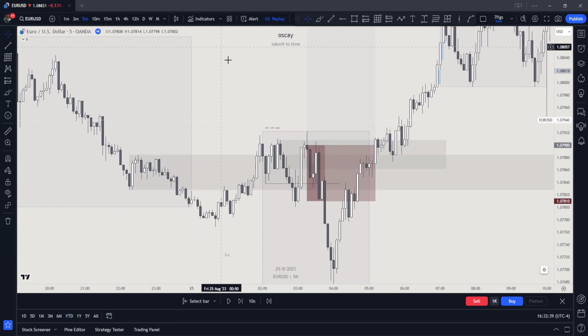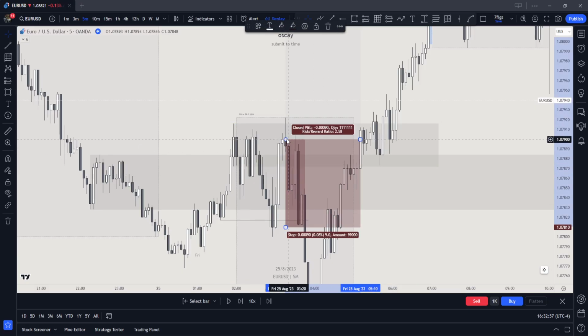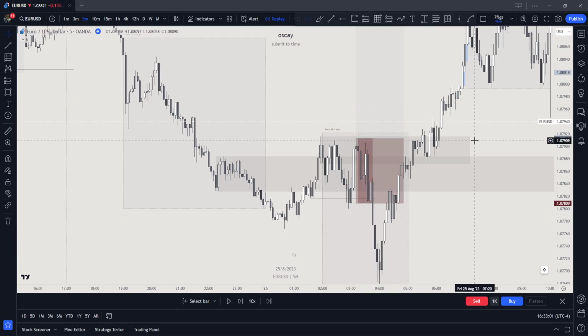This could have been prevented if I just stuck to the model and waited for a closure above the highs and lows. If I just waited for a closure above here, which I didn't, unlucky man.